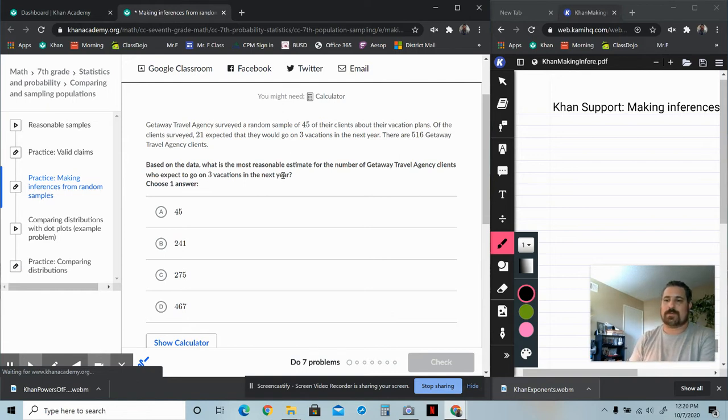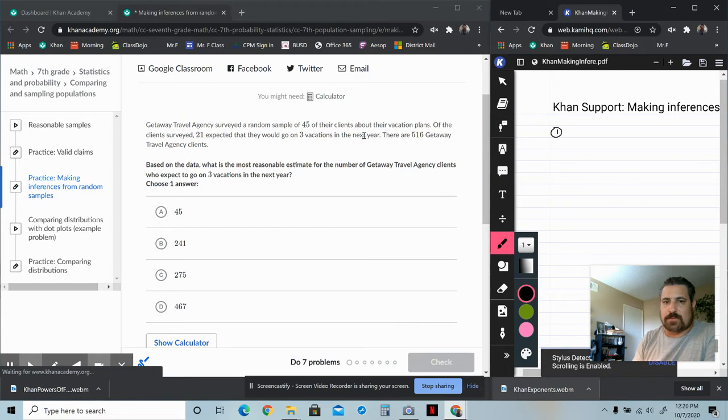So let me just quickly give you a little heads up on how we're setting these problems up. We'll do this on the first problem so you guys can see it. Basically, you've got this random sample, right? They surveyed a random sample of 45 of their clients. So how many people were surveyed? 45. Okay? And of the 45 clients that they surveyed, 21 expected that they would go on 3 vacations. So 21 out of the 45 expected to go on 3 vacations in the next year.